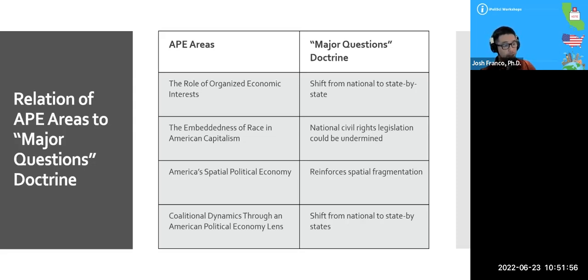Next, on America's spatial political economy, we would imagine that this reinforces spatial fragmentation because, for example, if each state is developing their own rules with respect to greenhouse gas emissions, we'd expect some states to be very progressive in moving forward in that direction, while some states would be regressive in trying to bring back or support or generate even more fossil fuels than they're currently doing. So different states have different rules and regulations around greenhouse gas emissions. And then lastly, on the fourth area of coalitional dynamics through the APE lens, we would imagine, again, a shift from national to state-by-state.